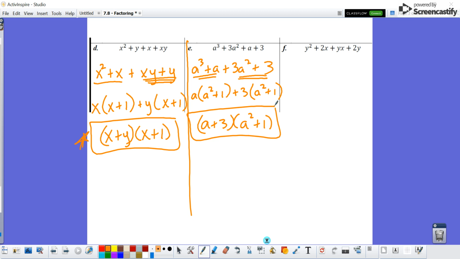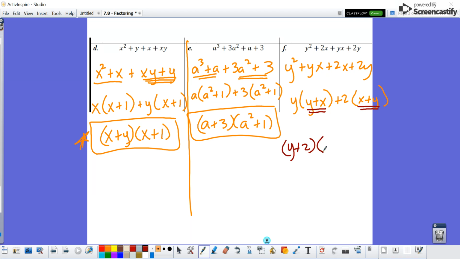Moving into letter F, again, you're going to have to rearrange. I went ahead and rearranged as y squared plus yx plus 2x plus 2y. Taking out a y, I'm left with y plus x. And to get that over here, I would take out a 2, and I'm left with an x plus y or a y plus x. That doesn't matter that these come out to be different because of commutativity. So I can just go ahead and match them up as I rewrite them. So again, we'll go by the alphabet. x plus y and y plus x are the same thing. There's your final answer.